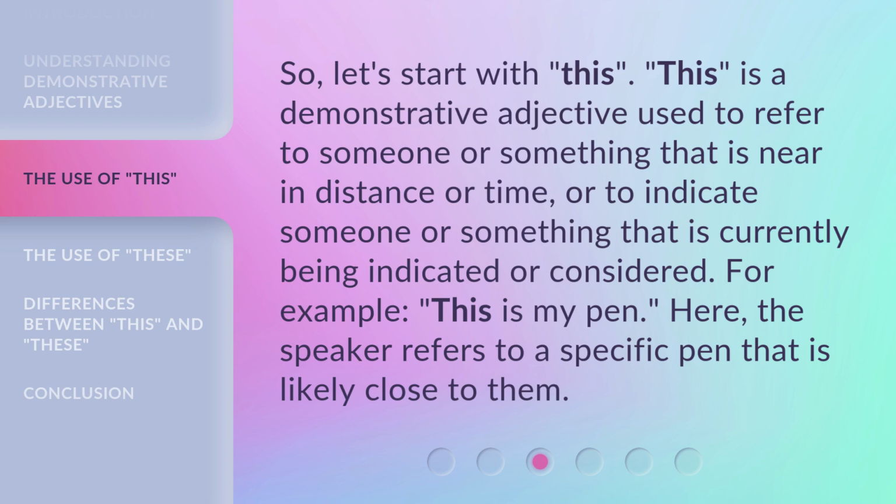So, let's start with this. This is a demonstrative adjective used to refer to someone or something that is near in distance or time, or to indicate someone or something that is currently being indicated or considered. For example, this is my pen. Here, the speaker refers to a specific pen that is likely close to them.